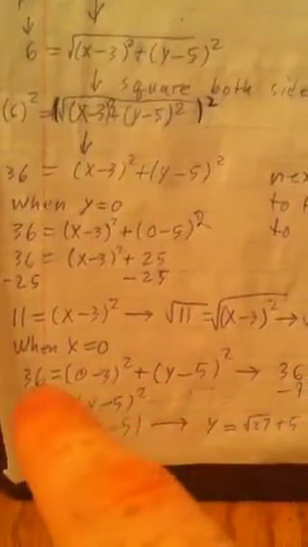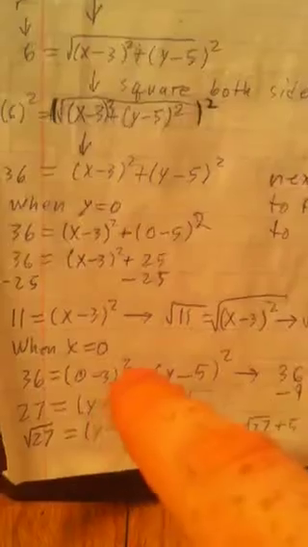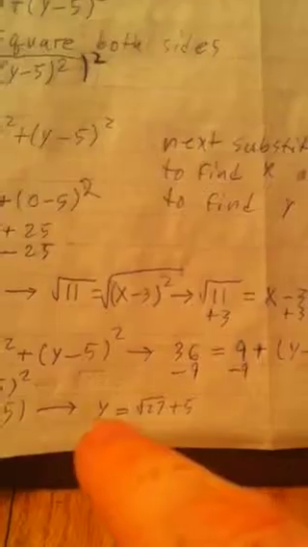Finally, we will substitute x is equal to 0 in to get y. 36 is equal to (0 minus 3) squared plus (y minus 5) squared. 36 is equal to 9 because negative 3 squared is 9. You subtract 9 from both sides, and then you get 27 is equal to (y minus 5) squared. You take the square root of that to get y minus 5. Then you add 5 over, and so you get y is equal to the square root of 27 plus 5, just like we did up here with x.